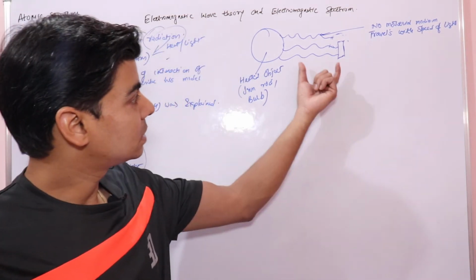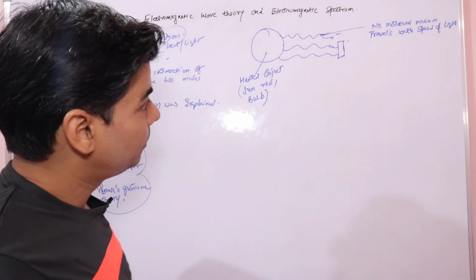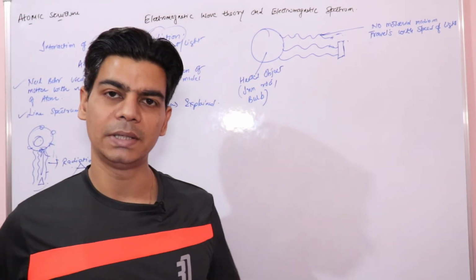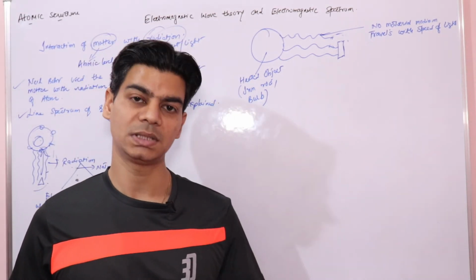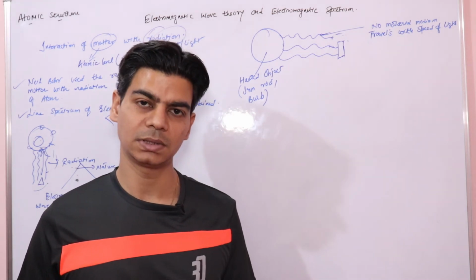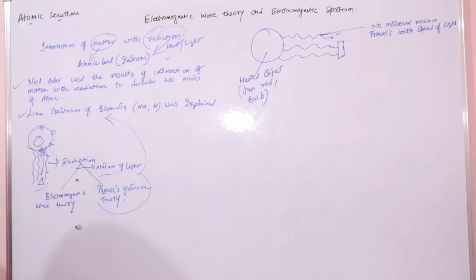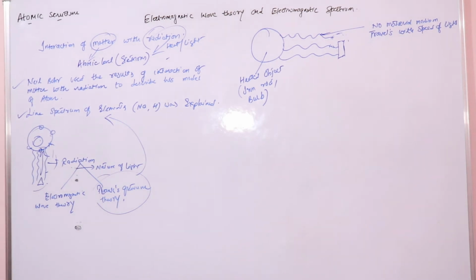Now scientists tried to understand the nature of these thermal radiations, and they eventually found that these thermal radiations consist of electromagnetic waves. And these electromagnetic waves further consist of electric field and magnetic field. So these thermal radiations are nothing but electromagnetic waves, and these waves consist of various wavelengths. We'll just understand what the term wavelength means.